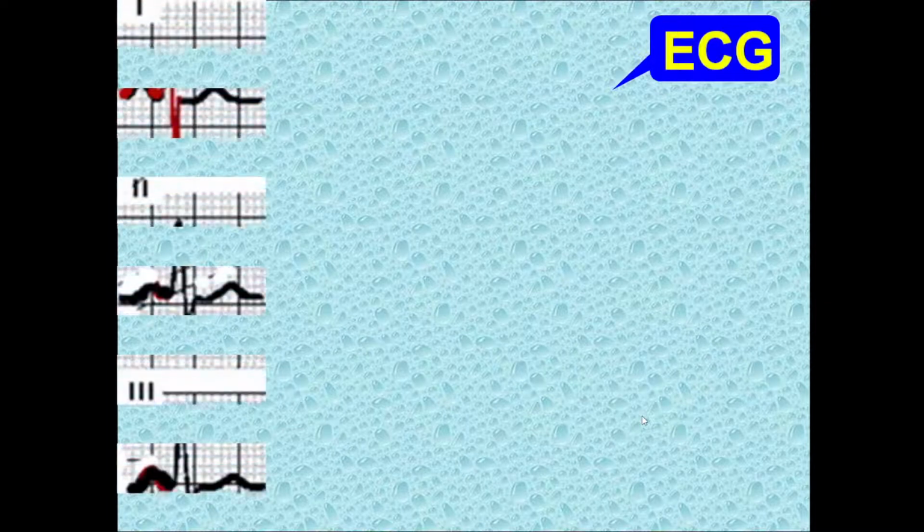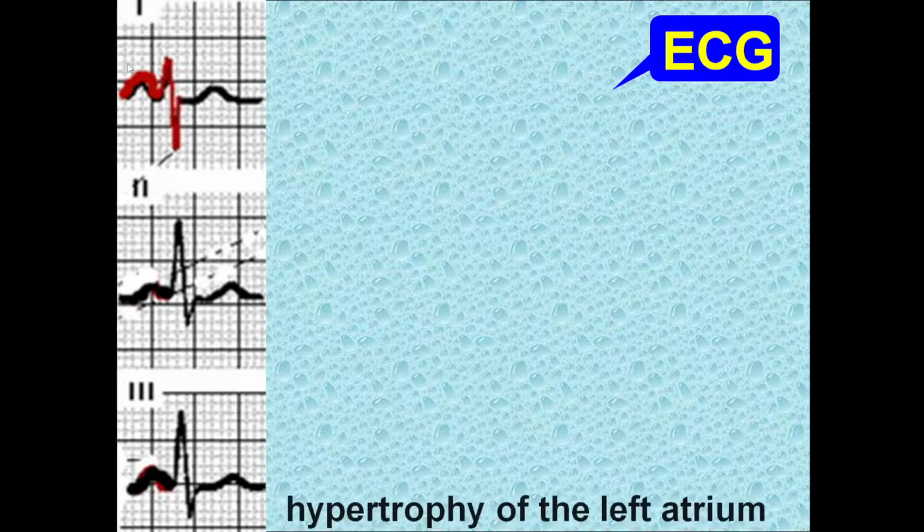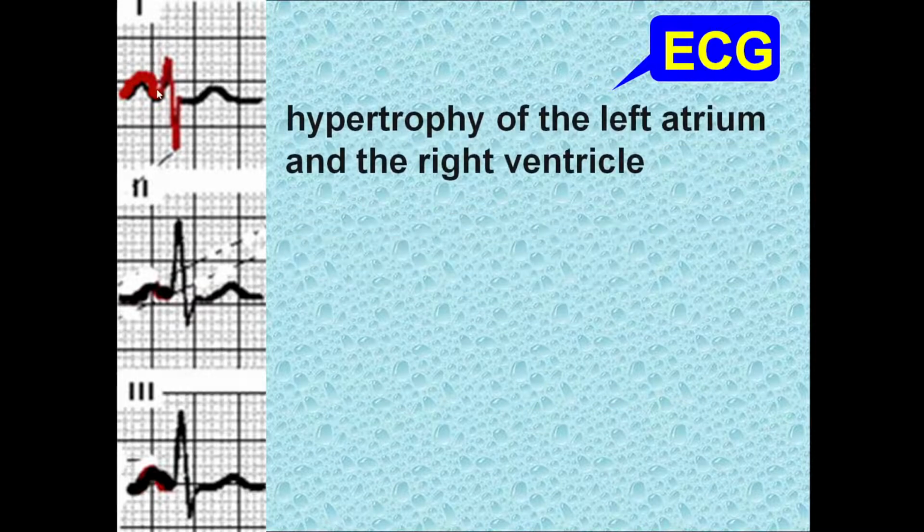On ECG, we can reveal signs of hypertrophied heart chambers. A high and wide P wave in the first standard lead is characteristic for hypertrophy of the left atrium. A deep S wave in the first standard lead with a high R wave in the third standard lead indicates hypertrophy of the right ventricle.